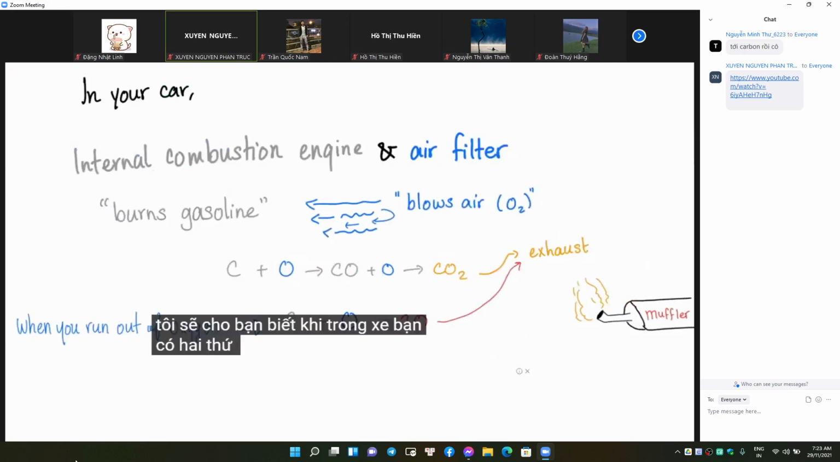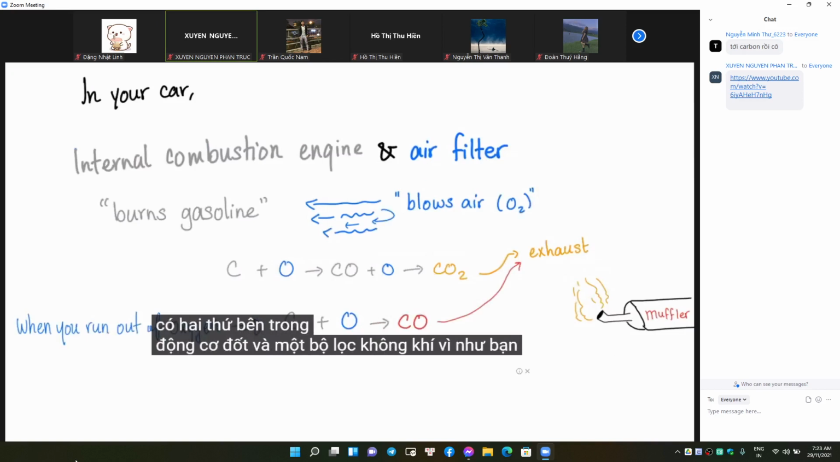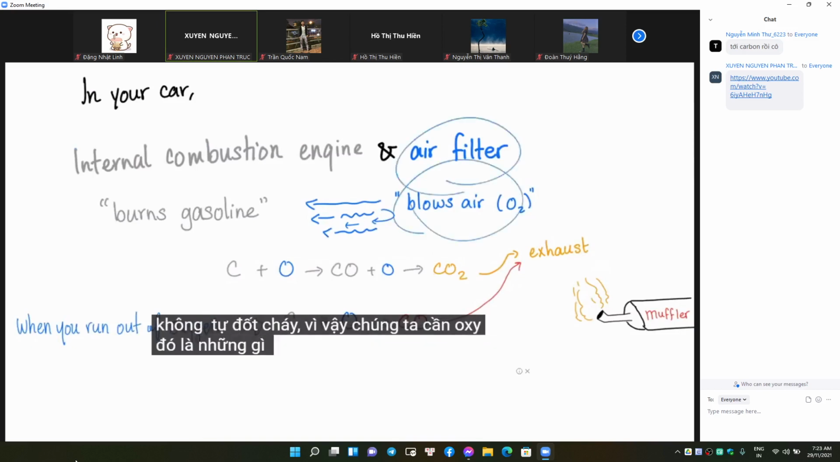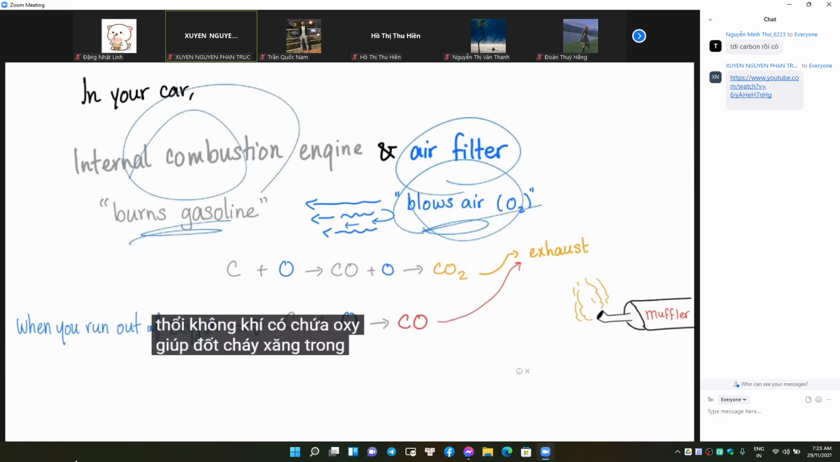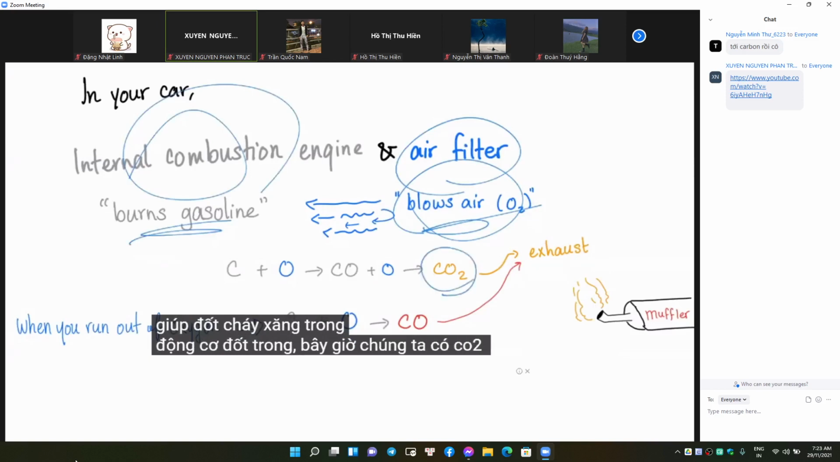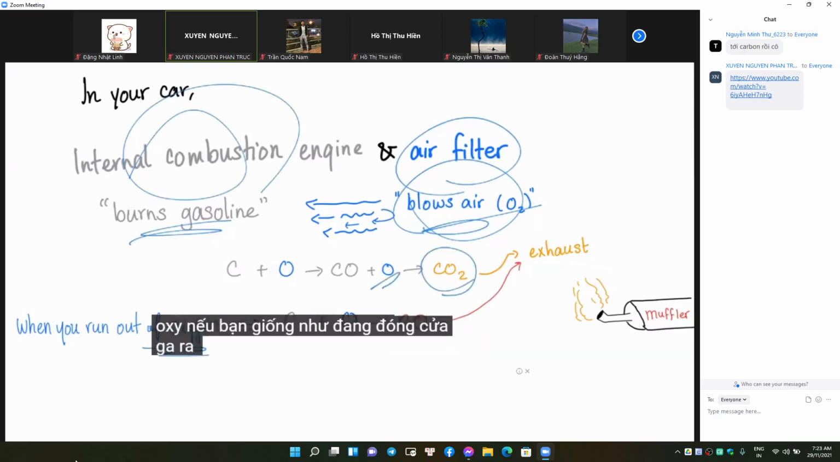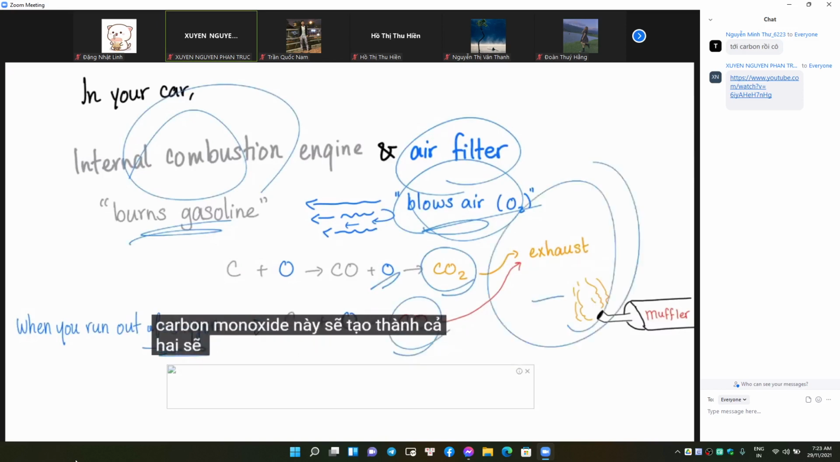In your car, you have two things: the internal combustion engine and an air filter. Because as you know, oxygen aids in burning, but it doesn't burn by itself. So we need oxygen. That's what the air filter is for. It blows air, which contains oxygen, which helps burn gasoline in the internal combustion engine. Now we have CO2 if oxygen is abundant. But if you ran out of oxygen, like in a closed garage, carbon monoxide is going to form, both of which will go out in the exhaust system.